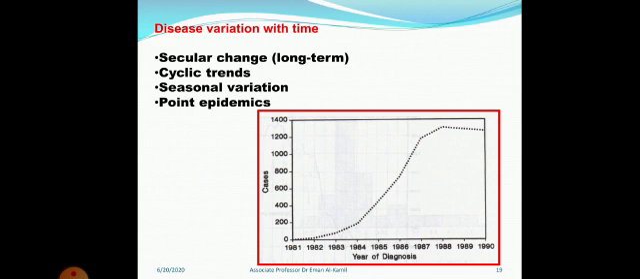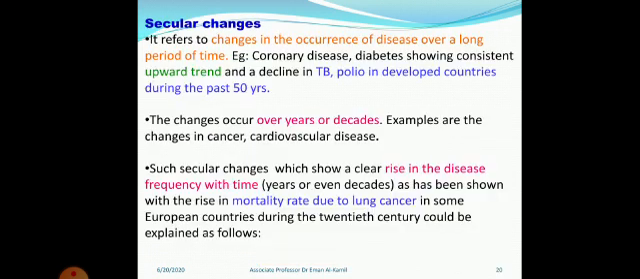Variation of the occurrence of disease regarding time. It has different types, such as the secular changes, or long-term occurrence of disease, which takes a long time to occur or recur, for centuries; cyclic trends, a regular frequency of the disease; seasonal variation, where the occurrence of the disease varies according to the season; and point epidemics.